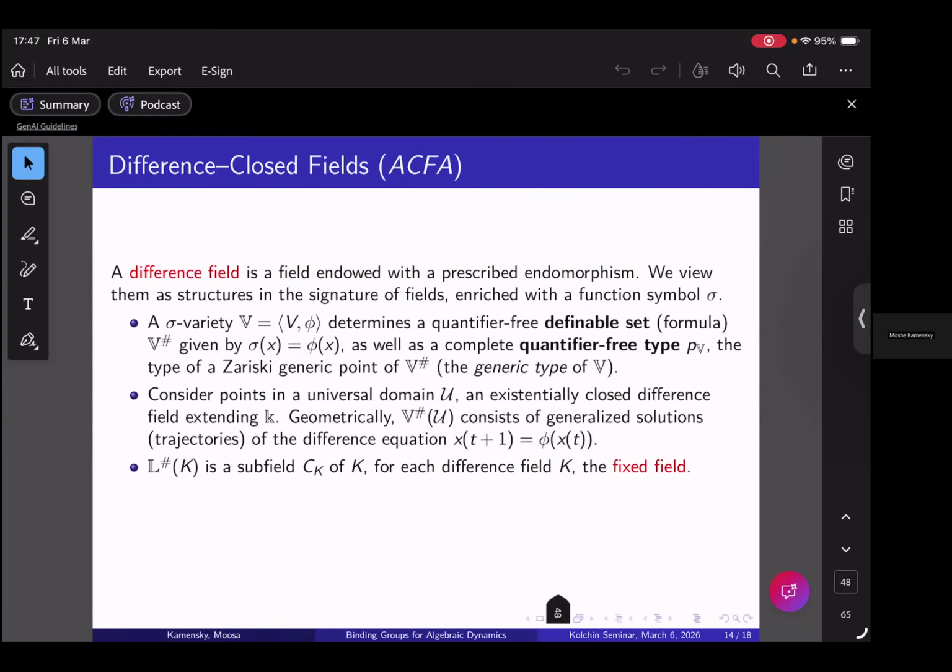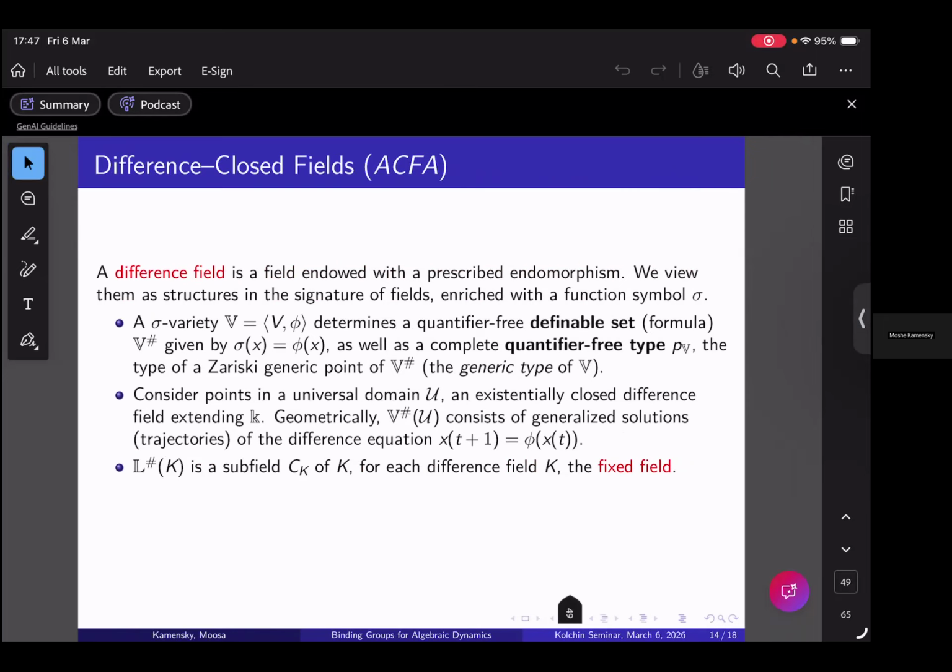Okay, and one of the things that the analysis tells us is that there is a dense set of solutions, of points in this universal domain, that solve the equation. Geometrically, of course, this equation corresponds to some difference equation or recurrence relation. That's the intuitive picture. It's not the case that elements of U are actually functions.